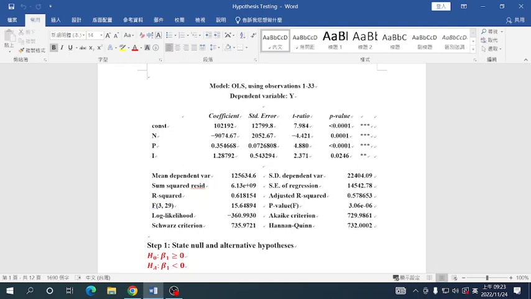So what is it? This is 5%. What's the number? 2.992. Okay? So this is what we call the critical value, right? This is the critical value.